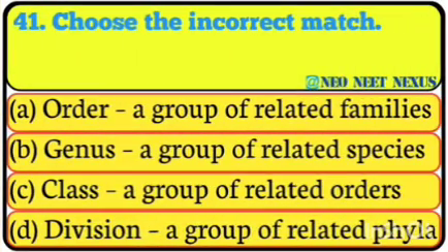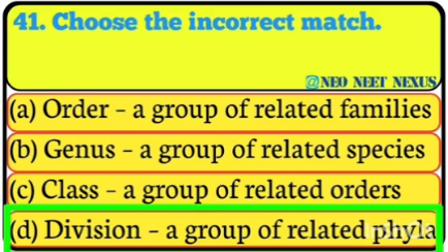Next, choose the incorrect match. A. Order, a group of related families, B. Genus, a group of related species. C. Class, a group of related orders. D. Division, a group of related phyla. The correct answer is option D. Division, a group of related phyla.